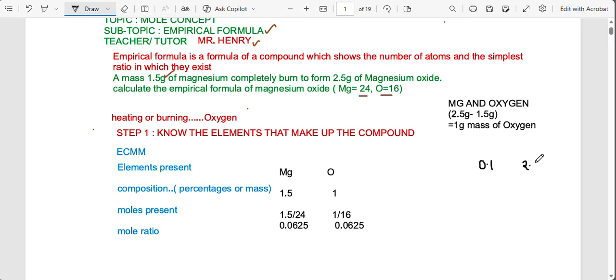But if we had numbers, for example, 0.1 and another one was 2.5, here the situation is different. You divide by the smallest. So here we're going to divide by 0.1.